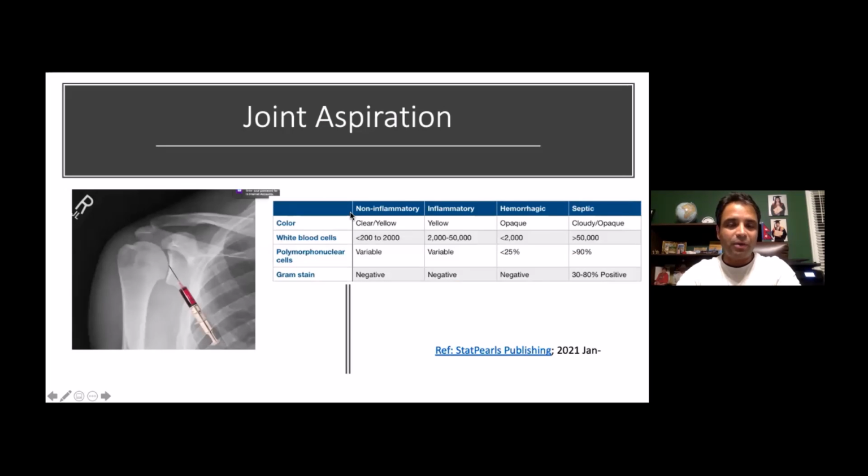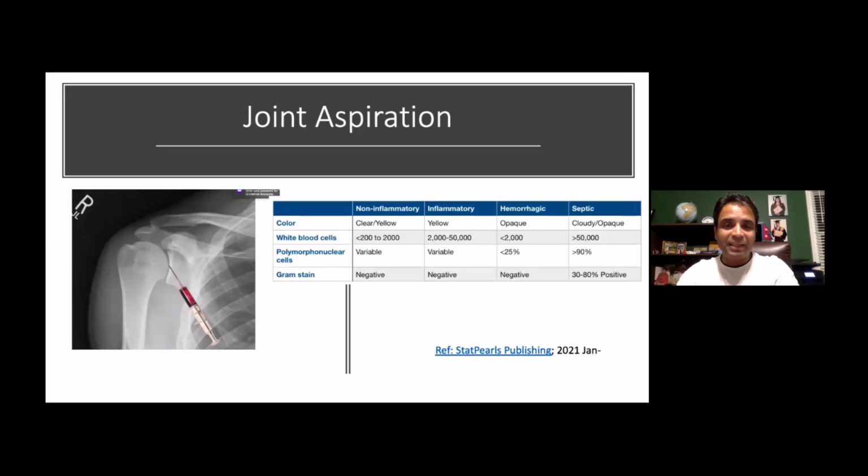Now, I'll elaborate a little more on arthrocentesis, or joint aspiration, because it's a very important tool while we investigate a cause of joint pain. And if you have a chance to do a joint aspiration, it's very important that you do it because it's a very useful tool that helps us classify between different groups of joint pain symptoms.